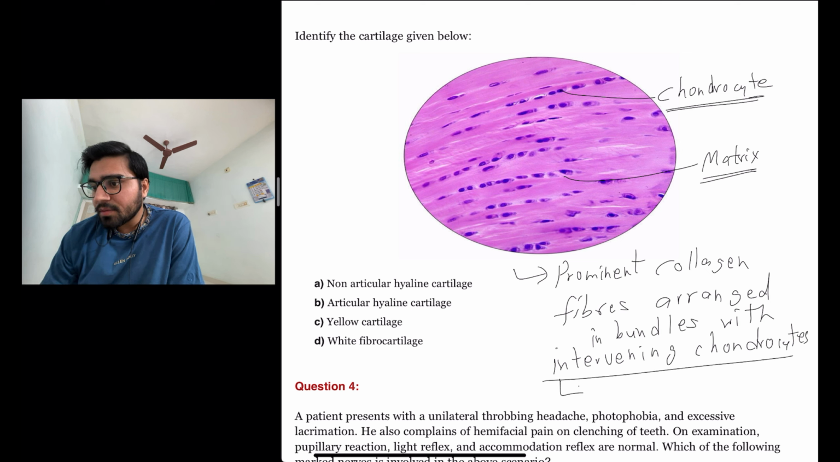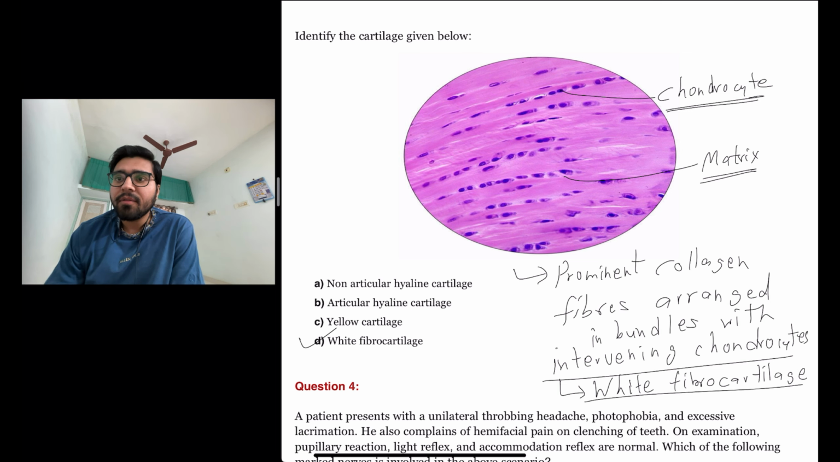So this is actually suggestive of white fibrocartilage. So the answer here is D, white fibrocartilage, because this is a very prominent collagen fiber bundle, and in between them there are intervening chondrocytes. So that is suggestive of white fibrocartilage.